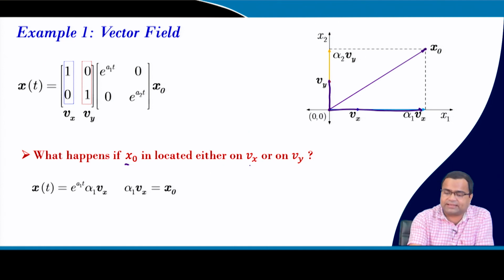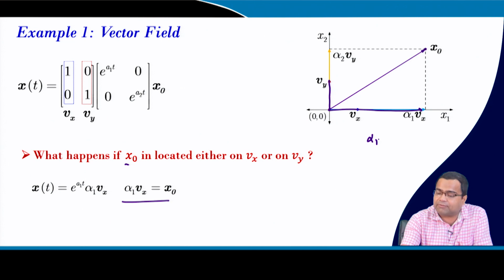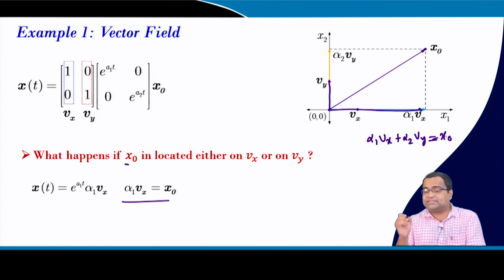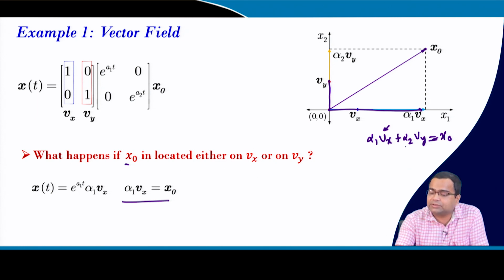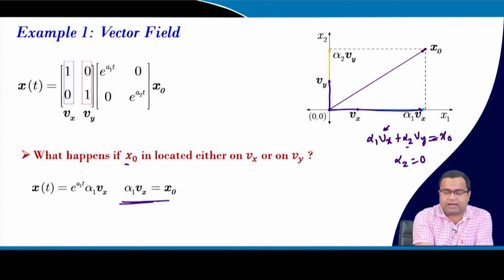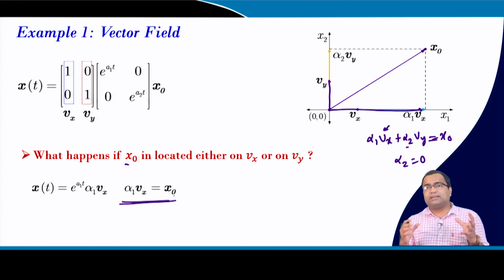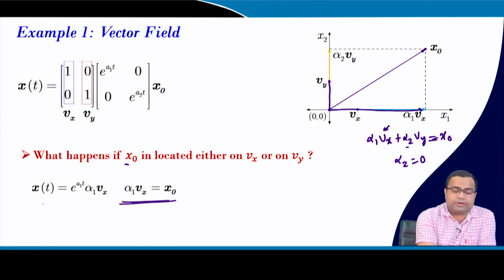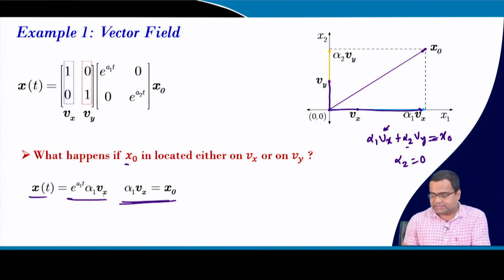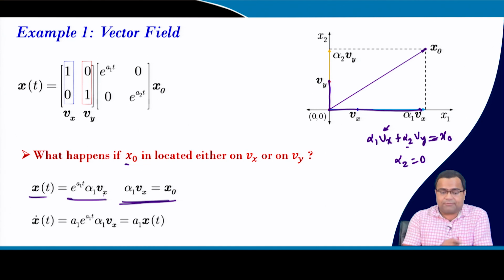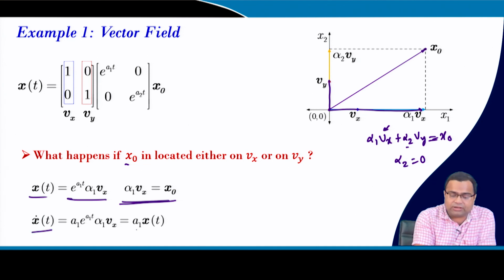So if you take x0 on that basis vector, you will find alpha, that means our original equation was alpha 1 Vx plus alpha 2 Vy equal to x0. Since we have chosen x0 along this Vx axis, alpha 2 must be 0 in this case. That means you will only have alpha 1 Vx equal to x0. So your xt will be simply e to the power this term because alpha 2 is 0. And if you differentiate, you will get x dot equal to a1 x.